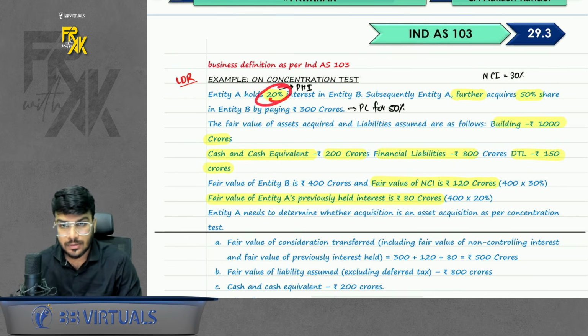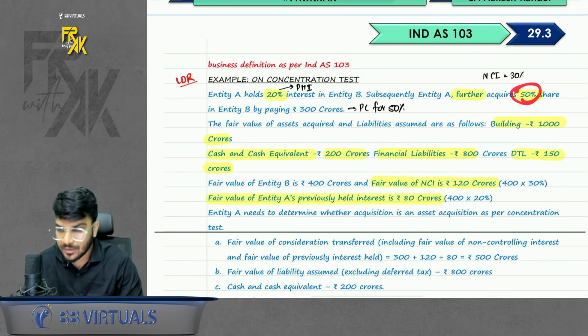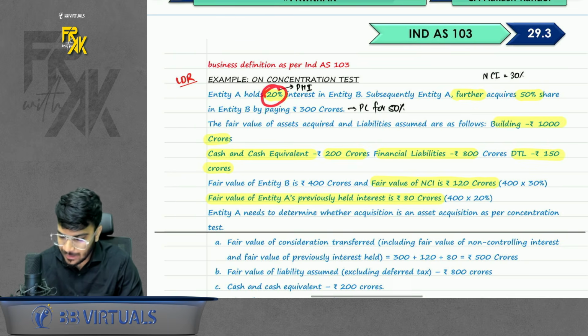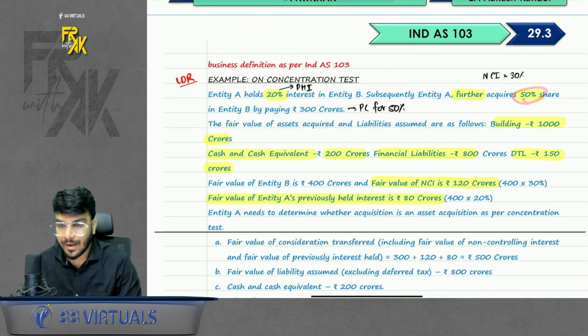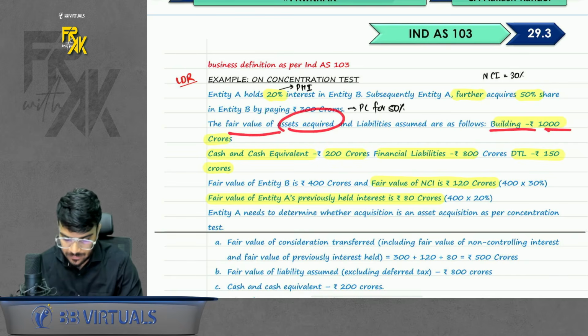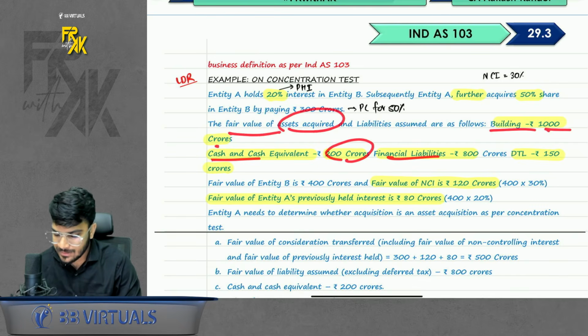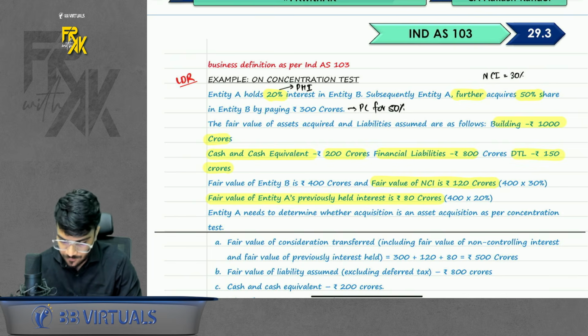So concentration test. Here, if you see, we have 20% investment before, then we acquire a further 50%. So that means NCI becomes 20 plus 50, 70 belongs to us, so NCI is 30%. And this 20% is previously held investment. For the 50% which you acquired in the latest, you are paying a PC of 300. Fair value of asset is given, building 1000 and cash 200. Liabilities is 800, DTL is 150, DTL as it is we ignore. Then fair value of NCI is 120, fair value of previous investment is 80.